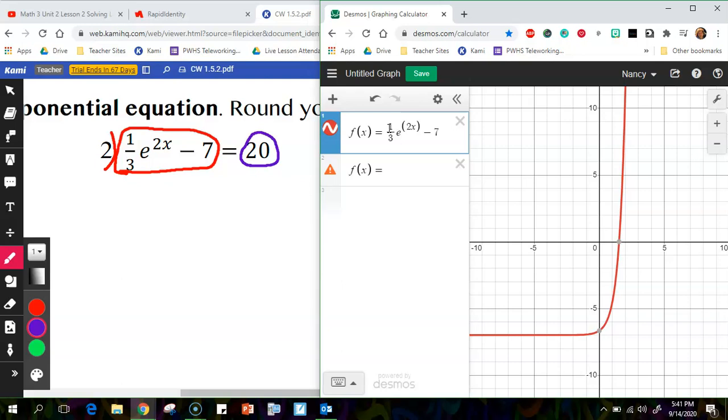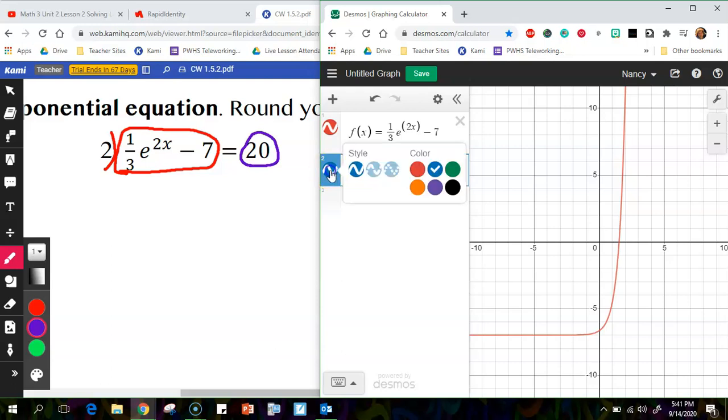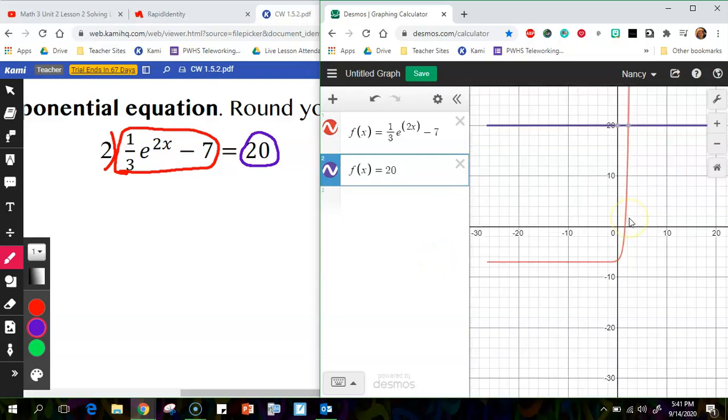-7. Okay, so there's that graph. And then on the next line, just put in a 20. And so that's the purple one. I'm going to change the color of this one. That's the purple one. All right, let's back out of this.